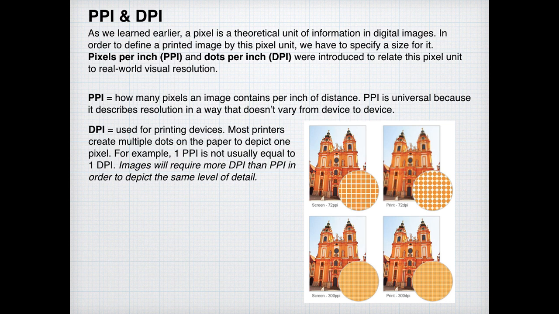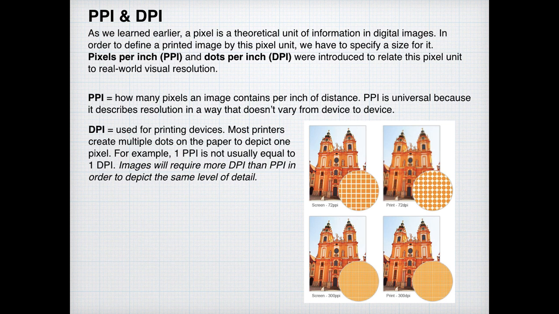Dots per inch is used for printing. Most printers can create multiple dots on the paper to depict one pixel. And you can see in this illustration that when you're looking at the screen 72 ppi versus screen 300 ppi right below it, the pixel density is much more when it's 300 pixels per inch versus 72 pixels per inch.